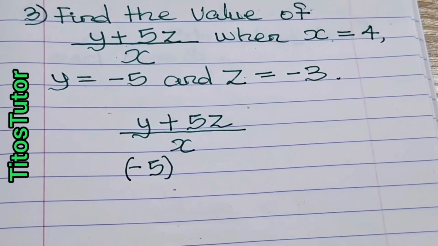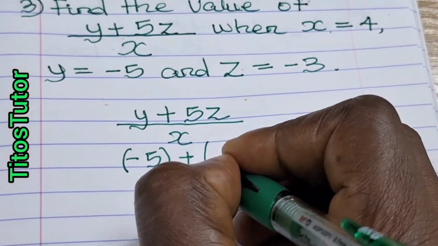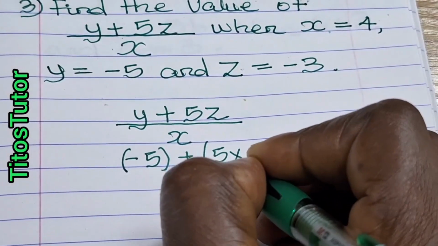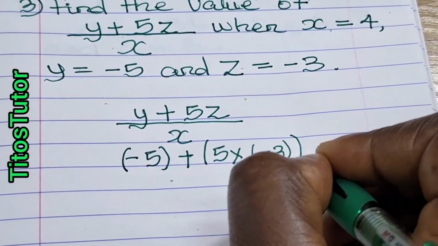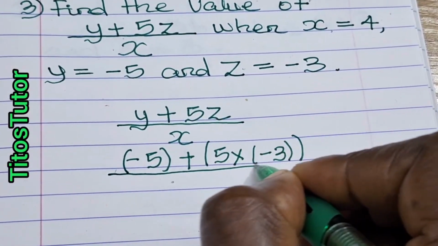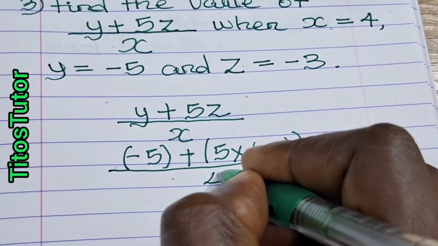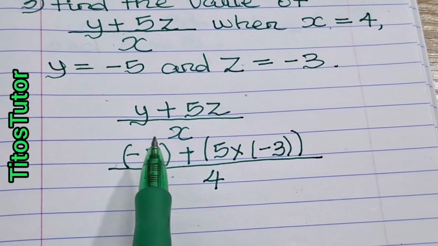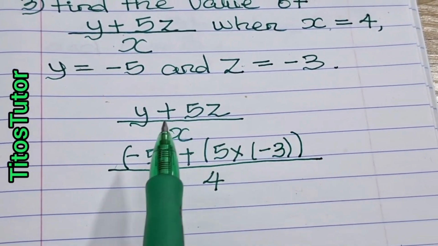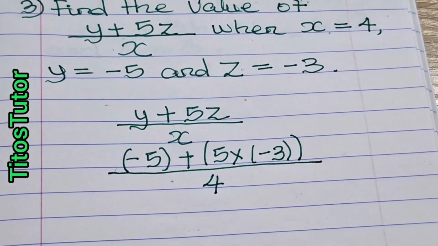Okay, so I have a plus 5z. Z means 5 times z, but z is a negative 3, all over my x. x is 4. So I have substituted my numbers for my letters. So it's now time to simplify.